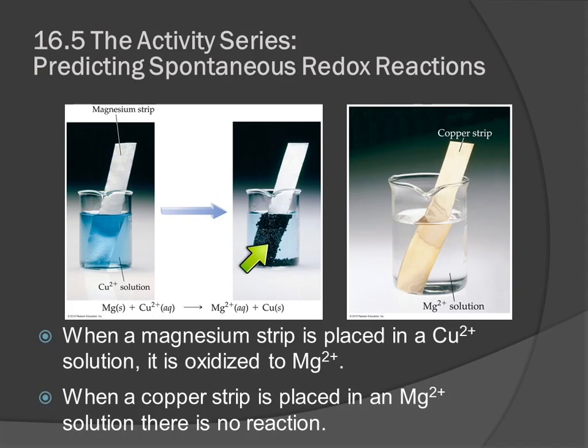We can see the copper depositing. We can also see that the color is fading. It's not as blue. The blue color over here is from the copper ions. So obviously something is happening. If we do the opposite, same two metals, but we put a strip of copper in a solution of zinc ions, nothing happens. There's no reaction. So why is this?